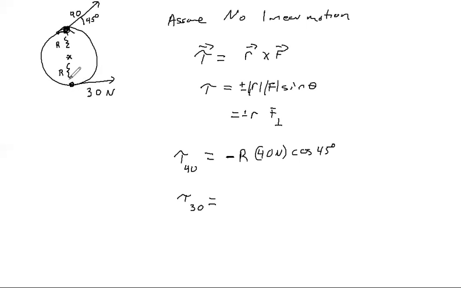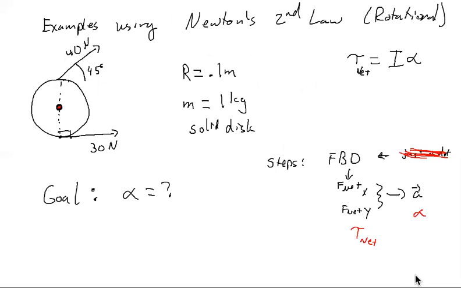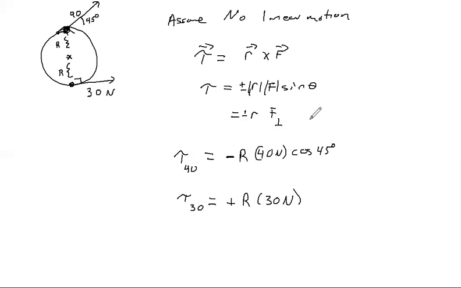What about the 30 Newton force? Well, it makes things want to rotate in a counterclockwise fashion. So that's going to be a positive torque. And it is already perpendicular to the lever arm. So I can just write that as R times 30 Newtons. And there's no angle there. Or if I wanted to, I'd say the sine of 90, which is 1. The radius is a known quantity. It is 0.1 meters.